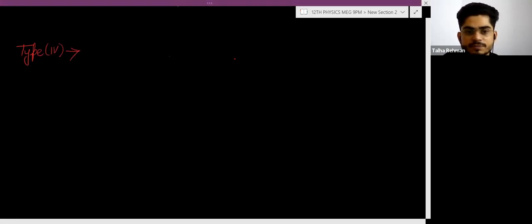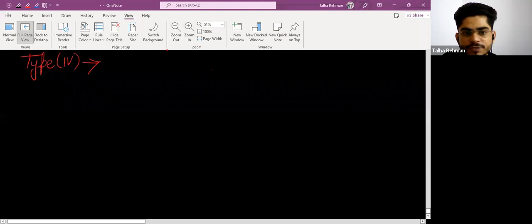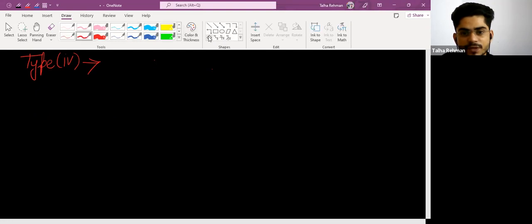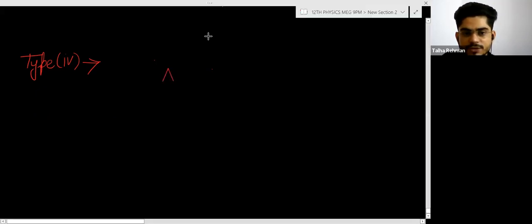So we will now have type 4. Type 4 questions means there is a combination of resistances that has a special name, known as the Wheatstone Bridge. Known as the Wheatstone Bridge. So Wheatstone, what is happening here?